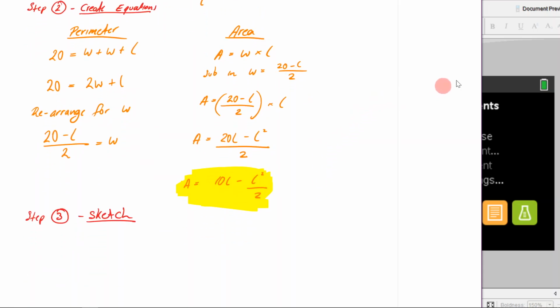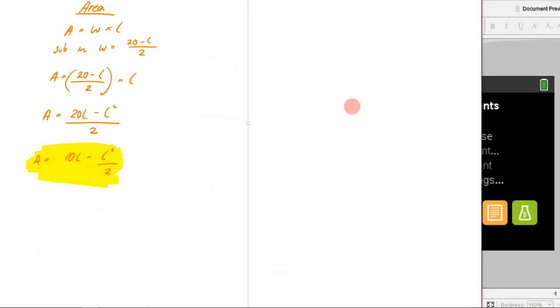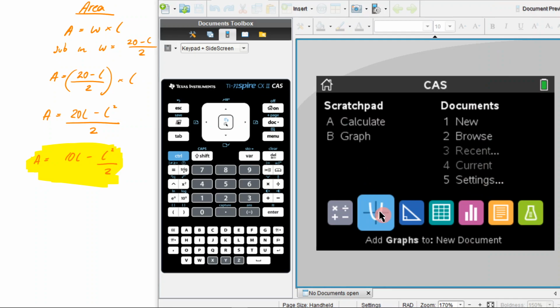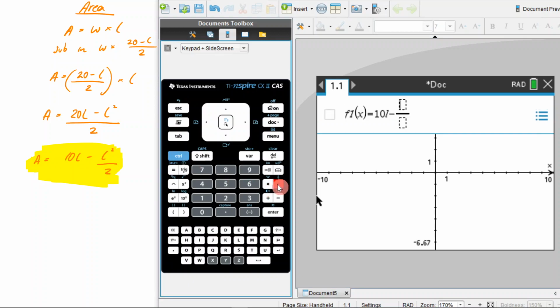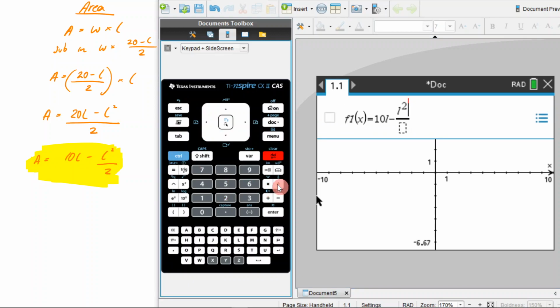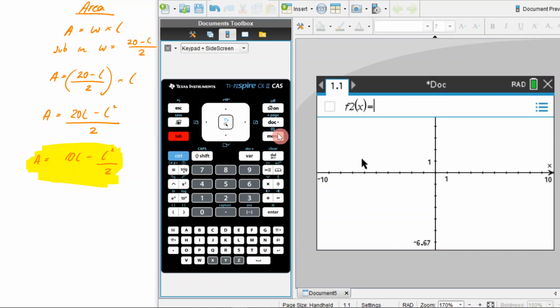All right, so now I'm going to come over here. Actually, let me move this a bit so I can still see it. I'm going to graph this thing. Now, it's important that when you're graphing this, if you put in 10L minus L squared over 2, watch what's going to happen when I do this. Whoa. It's going to be like, what on earth is L? It's confused.